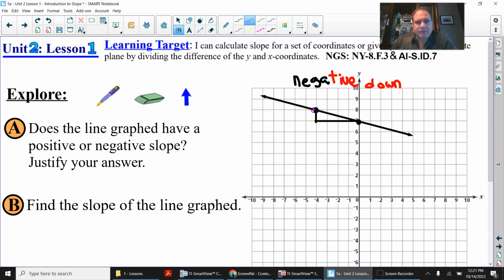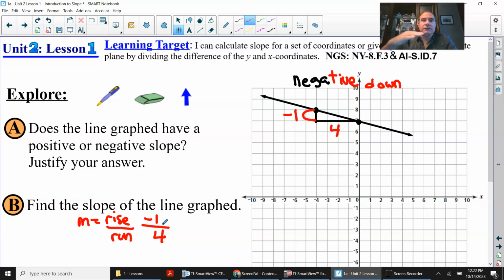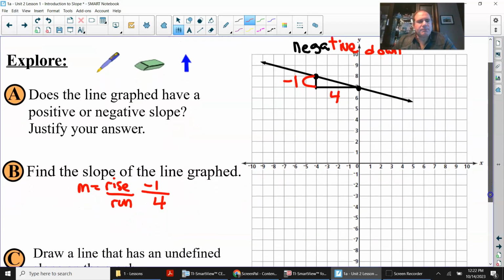So I'm going to go down from here to here, and obviously that's only 1, but I'm going to put a negative 1 because I went down. And then I'm going to go 1, 2, 3, 4 to the right. I'm going to put a positive there. It says find the slope. I'm going to put rise over run. That is my formula for slope. The rise is always this number here, which is negative 1. The run is always the number that you're on the x-axis. You're running like you run in gym, left and right. So this is negative 1 over 4. That's the slope. That's it.